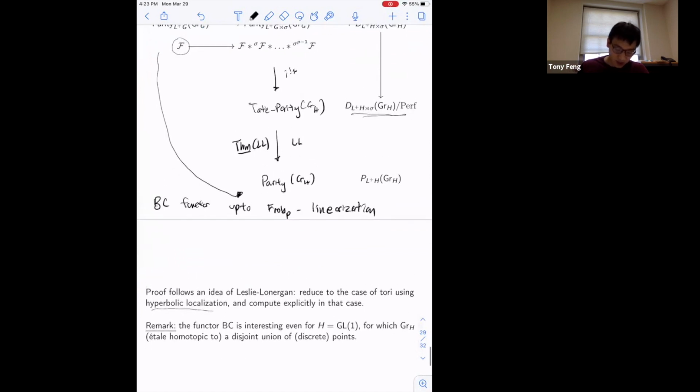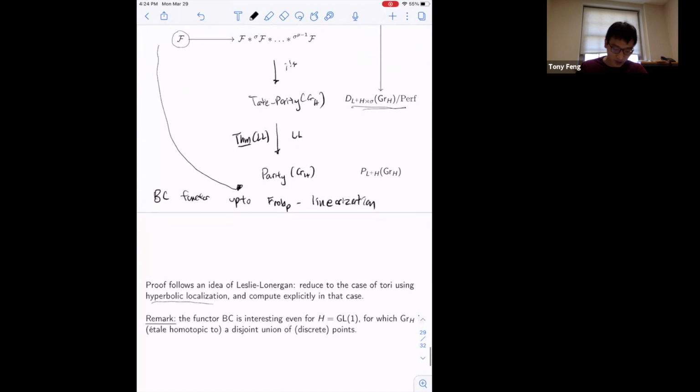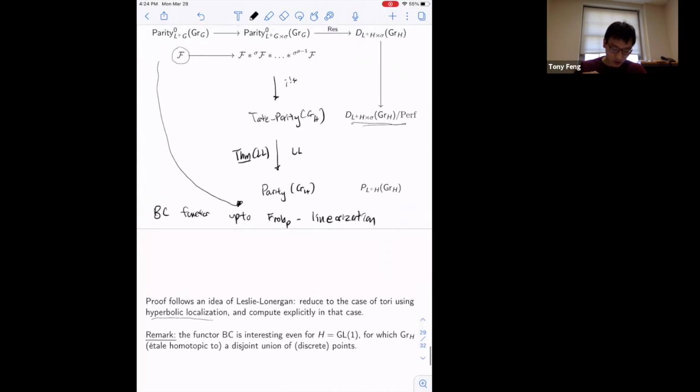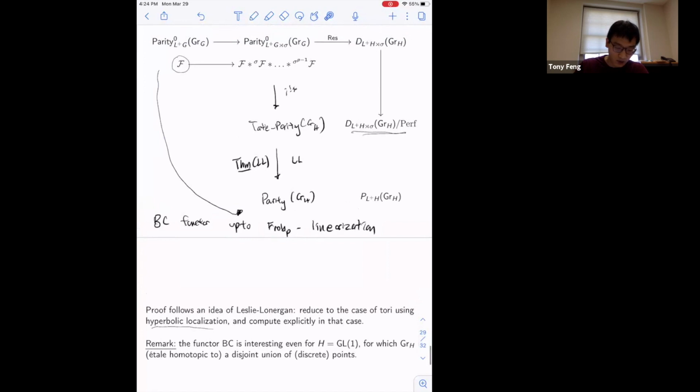The reason why everything is compatible with hyperbolic localization is this fact I said earlier, that the Smith operation commutes with everything. And finally, I just wanted to remark that this functor, even though the geometry of the Grassmannian for torus is sort of trivial, at least up to the étale homotopy type of it is trivial, the functor has an interesting effect. And you can see that filtering it through this Tate parity category has the effect of cleaning out certain perfect complexes which you want to kill.